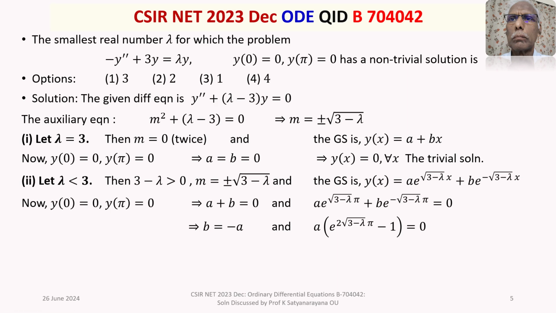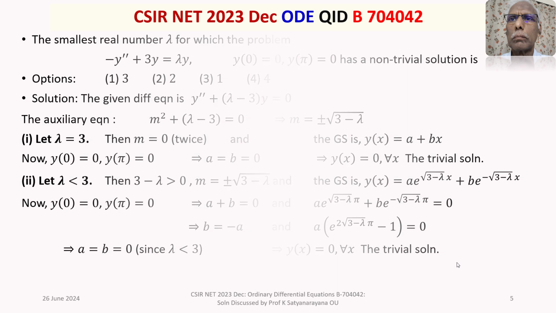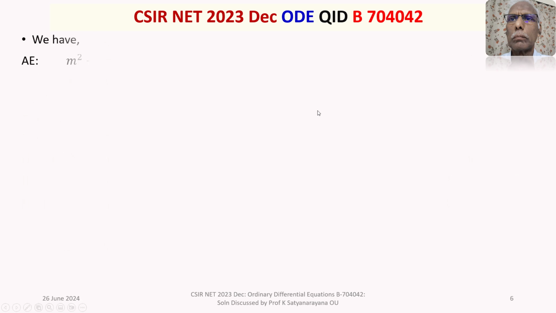Now this will not be 0. So the bracket is not 0. This will force a equals 0 and thereby b equals 0. So a equals b equals 0, since lambda is less than 3 and this is not equal to 0. Thus we get y of x equals 0 for all x. Again you get a trivial solution. We are looking for a non-trivial solution. We discuss it in the next slide.